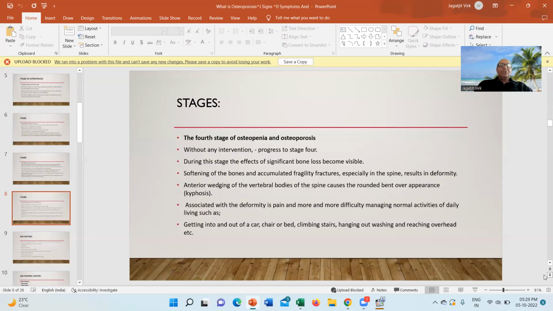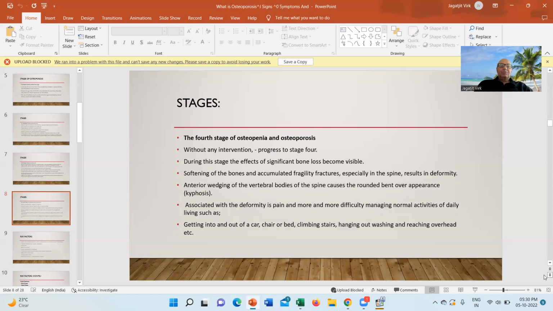The fourth stage of osteopenia and osteoporosis: without any intervention, it progresses to stage 4. During this stage, the effects of significant bone loss become visible. Softening of the bones and accumulated fragility fractures, especially in the spine, result in deformity. Anterior wedging of the vertebral bodies of the spine causes the rounded, bent-over appearance, which is called kyphosis.